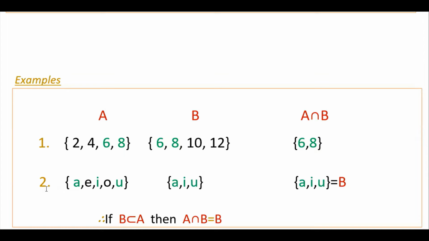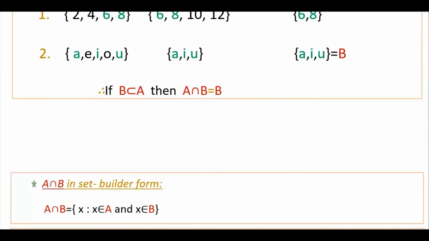And the second example: A = {a, e, i, o, u} and B = {a, i, u}. These are two sets, and here a, i, u are the common elements of these two sets. So here A intersection B is equal to {a, i, u}, that is equal to B. If you see here, B is a subset of A because all the elements of B are also elements of A. So if B is a subset of A, then A intersection B is equal to B.